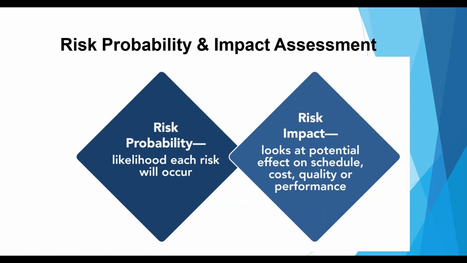Risk probability and impact assessment basically comprises two components. One is the probability of occurrence of the risk, and the second one is the impact. It means that once the risk occurs, what consequences or what type of impact there will be on the project objective. It could be on the schedule, the cost, or the quality or performance of the project. So this is called risk probability and impact assessment. Next slide.